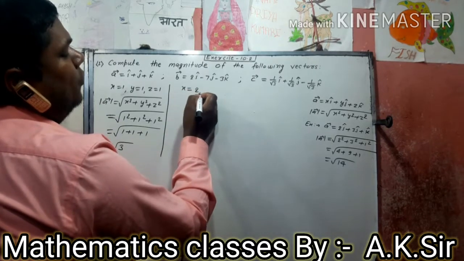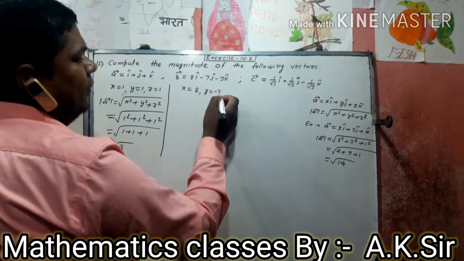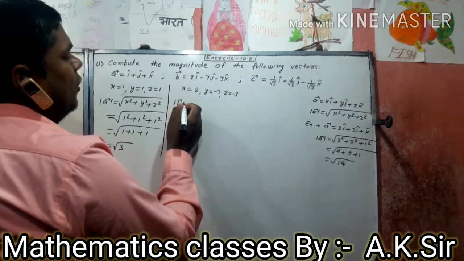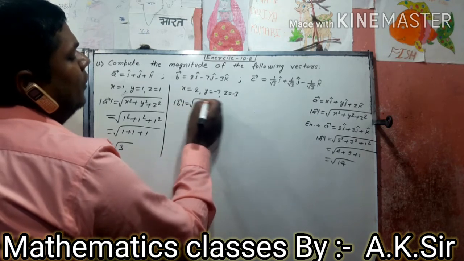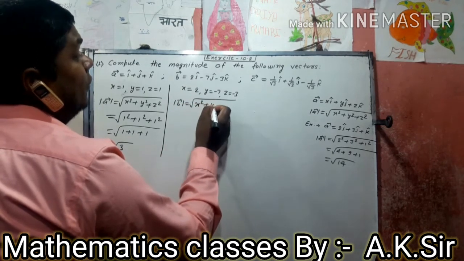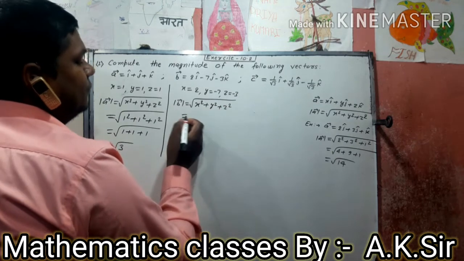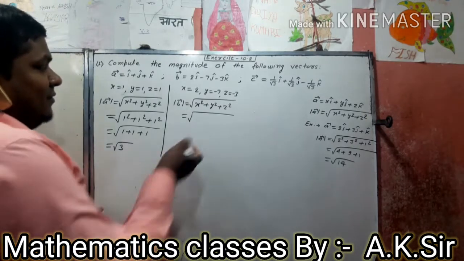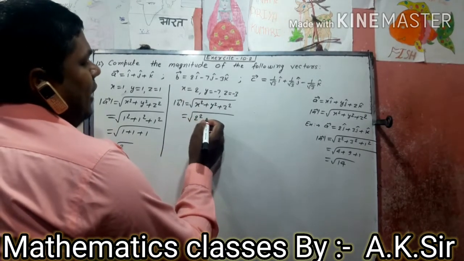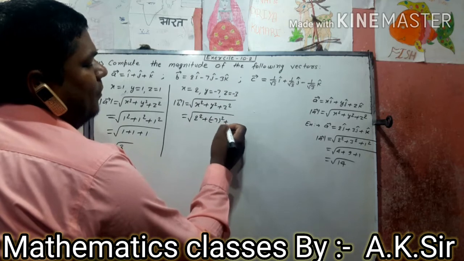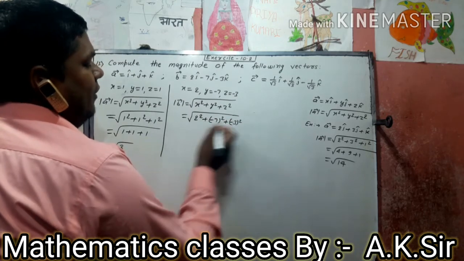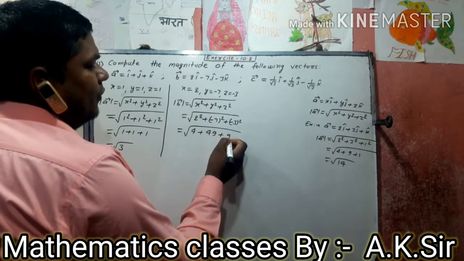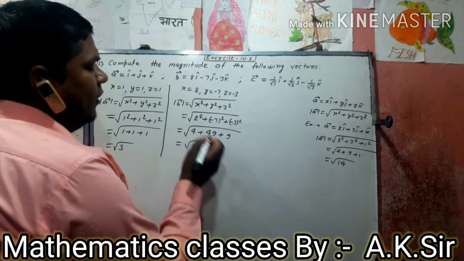Here x is equal to 2, y is equal to minus 7, z is equal to minus 3. Then the magnitude of b vector is equal to under root x square plus y square plus z square, equal to under root 2 square plus minus 7 square plus minus 3 square, equal to under root 4 plus 49 plus 9, equal to under root 62.